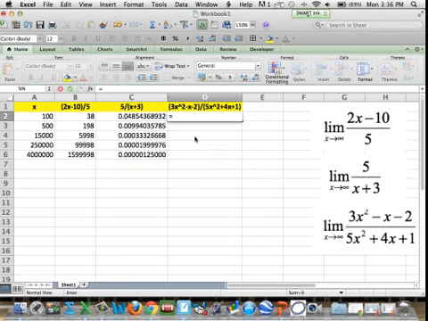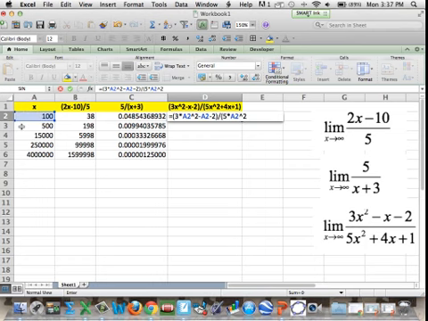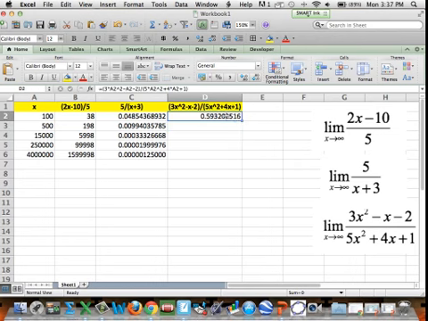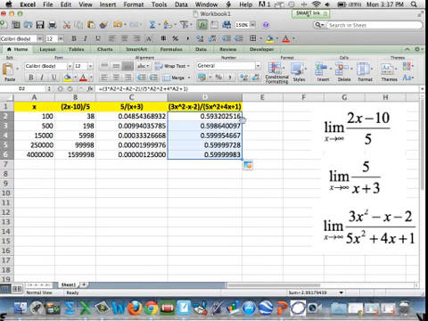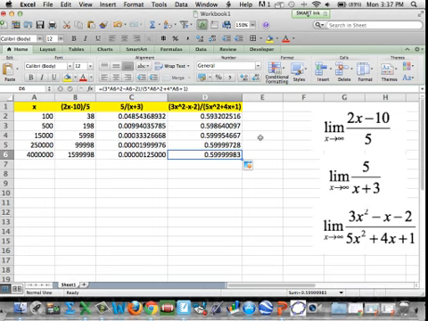Let's look at the last one. This one's got a lot more to type, so parentheses, 3 times cell A2 squared minus cell A2 minus 2, close parentheses, divided by, parentheses, 5 times cell A2 squared plus 4 times cell A2 plus 1. Close the parentheses, and let's fill this guy on down. Now, this one's kind of interesting because these numbers are getting closer and closer to 0.599999, which tends me to say that they're getting closer to 0.6.